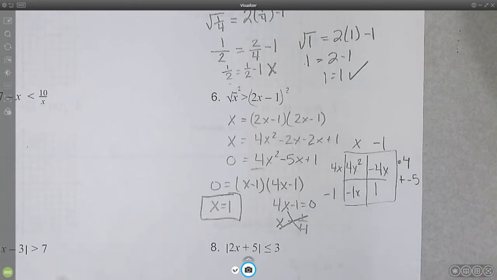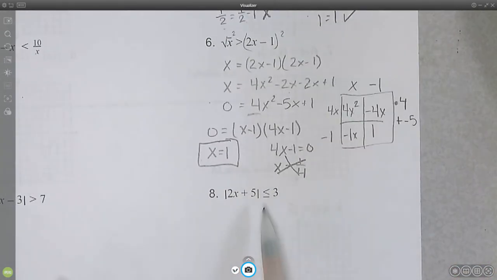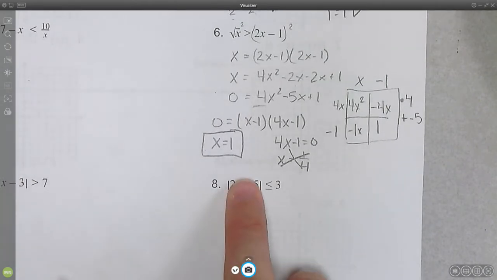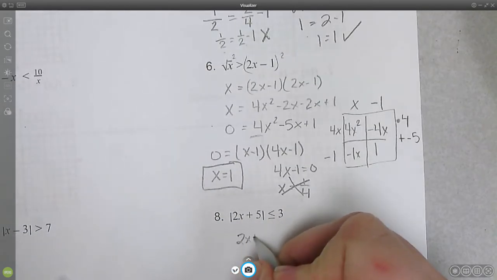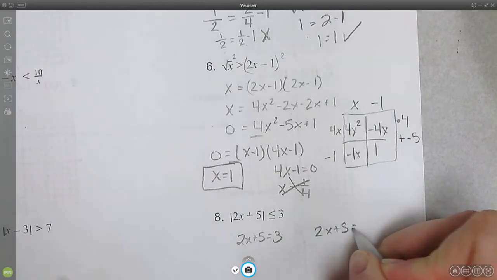Let's see. We can do an absolute value. So when you're solving an absolute value, remember, if I were to cover up whatever's in this absolute value, it can equal 3 or it can equal -3. So you have 2x plus 5 equals 3, and 2x plus 5 equals -3.